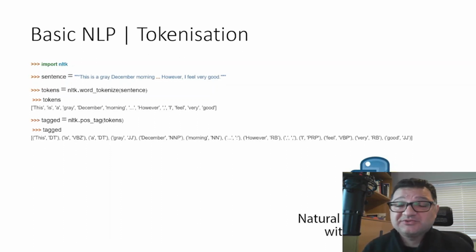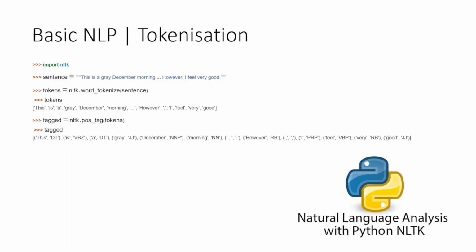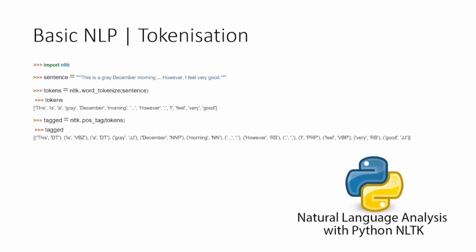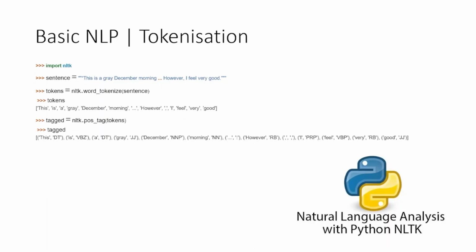NLTK is an open source library for natural language processing. It can deal with basic low-level NLP tasks, including tokenization. It also comes with a set of text processing libraries for classification, tokenization, stemming, and tagging. It's pretty much the first tool any NLP student learns. Tokenization is an active research topic, believe it or not, although it really looks quite simple.